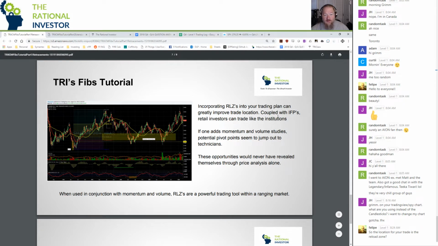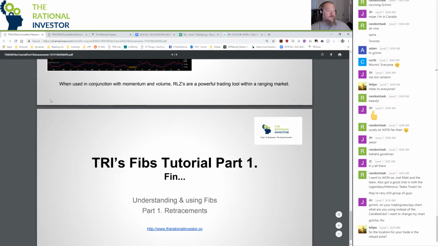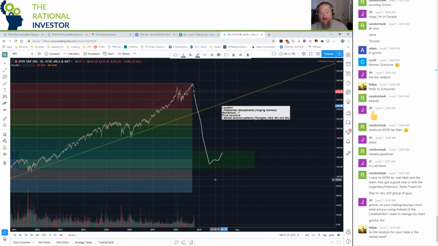When you couple these with institutional fingerprints, which gives us an idea of resistance levels, right? Retail investors can trade like the institutions do. Once you add momentum and volume studies in, these really jump out to technicians, right? Pivot points become really strong at that point. And any of these opportunities wouldn't have revealed themselves with just price analysis, right? We really need the retracement study, and we really need to layer in the other reasons for a trade. Okay, so that's retracements. So that's when we're looking for reversals in a market, and we want to predict how far that reversal is likely to go, and at what point we can confirm that it is a reversal.